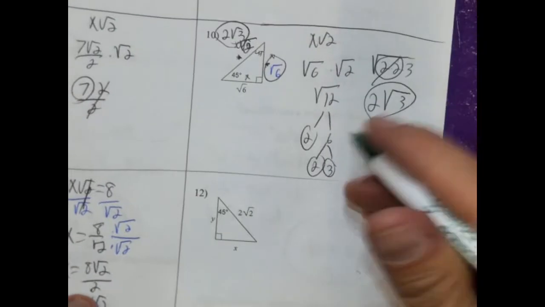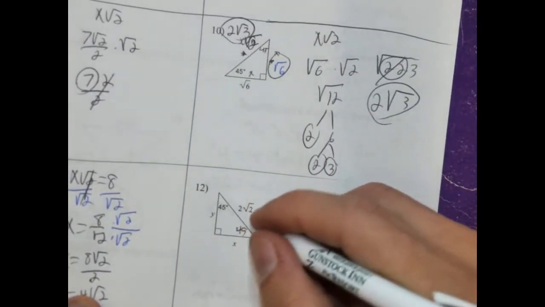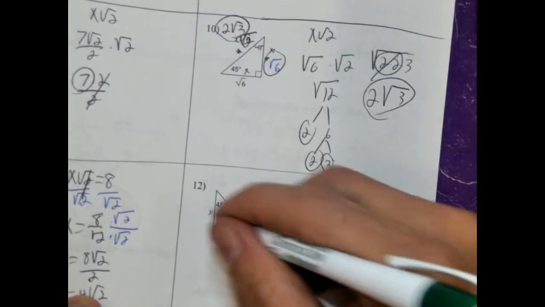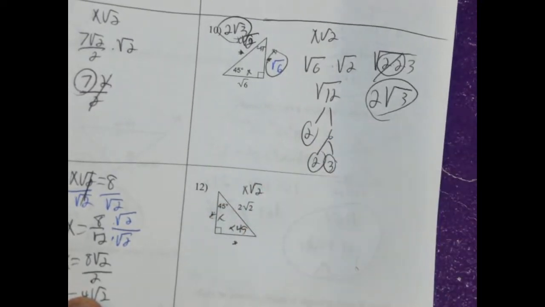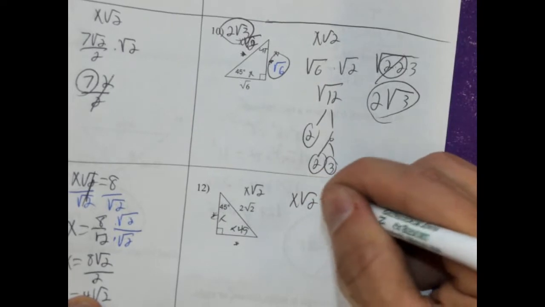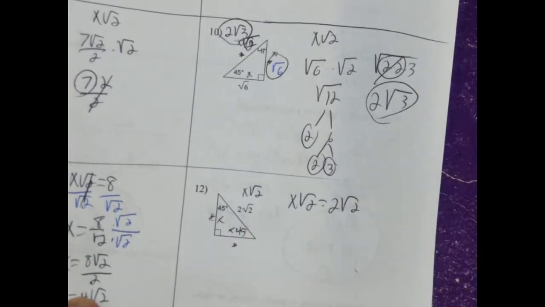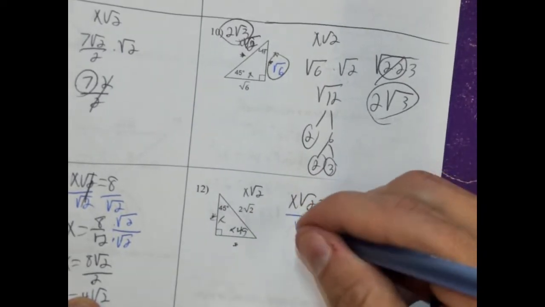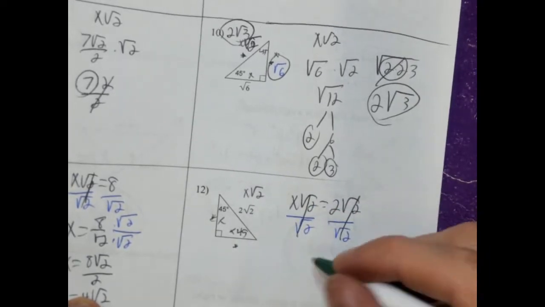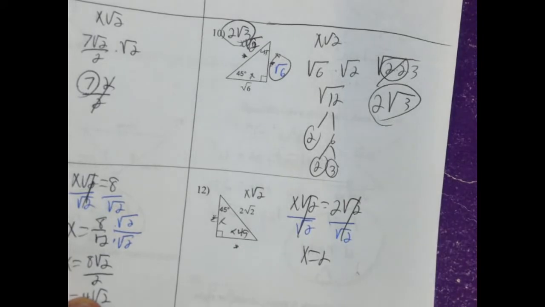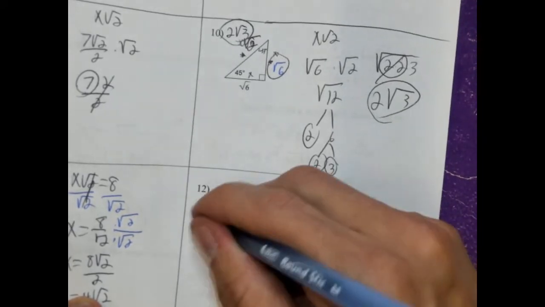Okay, number 12. Again, this is 45 degrees. Let's get rid of these variables. So x, and x radical 2. We're going to solve for x. So x radical 2 equals 2 radical 2. You can see where this is going. Divide by radical 2. And that's going to be x equals 2. So there we go. So 2 there and 2 there.